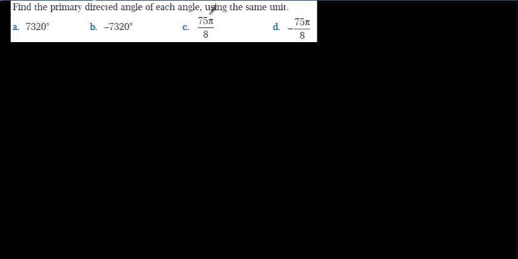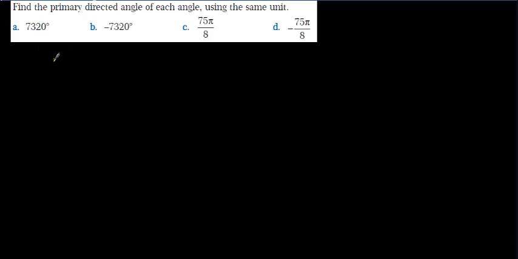At this part, we are going to find the primary directed angle of the angles here. We are going to start with 7,320, and I'm going to give two positive examples and one negative example. Then I'm going to continue with the radians. So in total, 8 questions we are going to solve at this part.